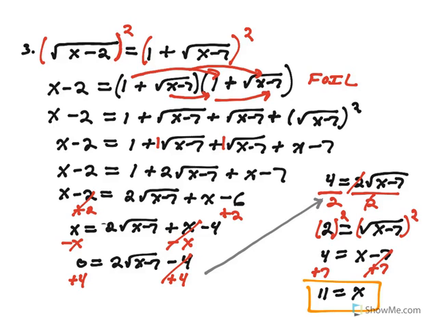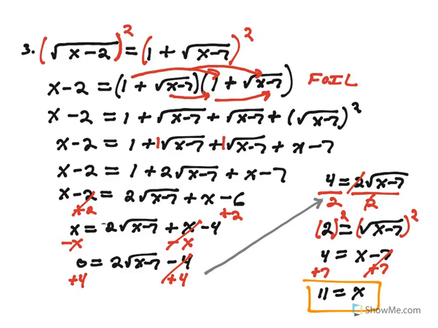Okay, I'm sorry for the little mishap there earlier, but hey, it's fixed. We identified what went wrong, and now 11 is our answer. Okay, so it's a little bit of a process with this particular problem because of the 1 plus square root of x minus 7. It doesn't just cancel out immediately, so we have to do some algebra along the way in order to keep simplifying it.